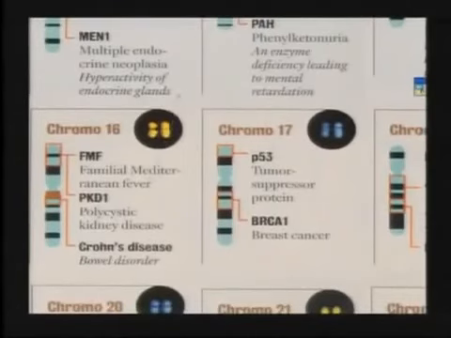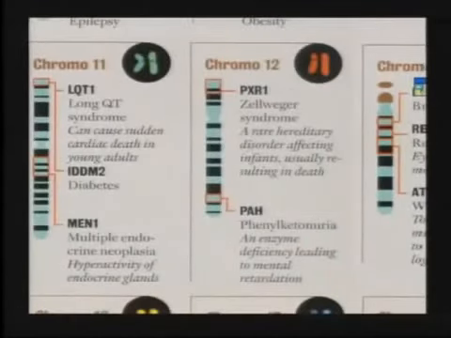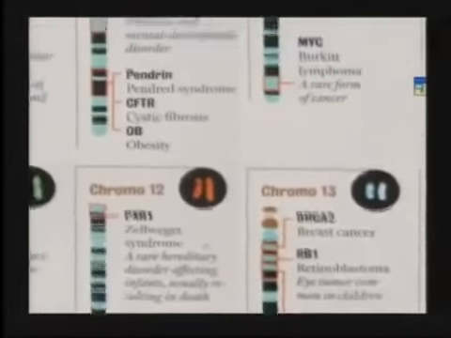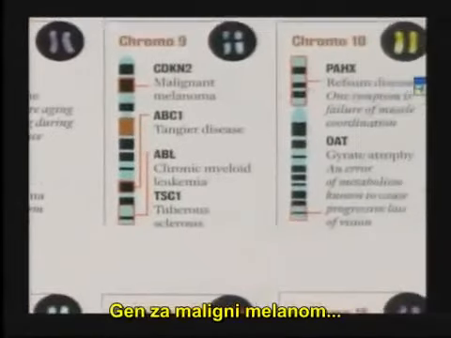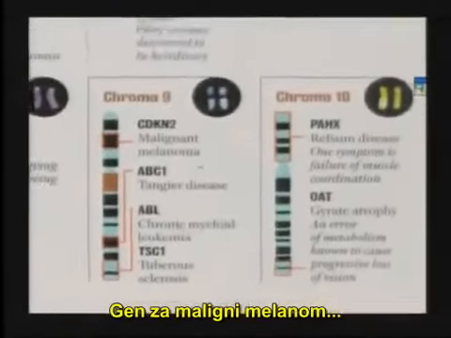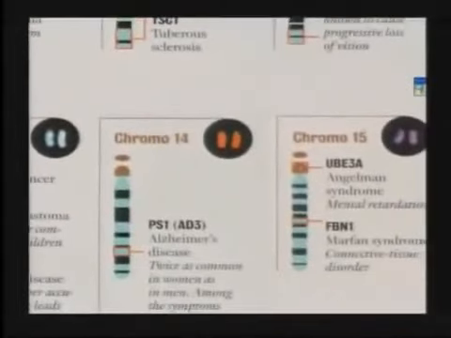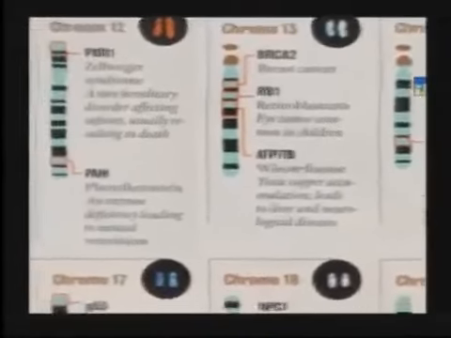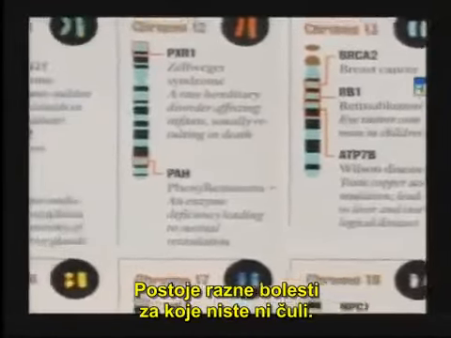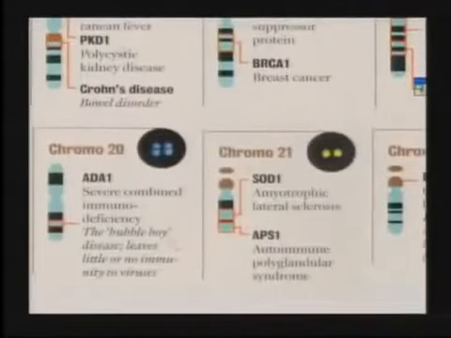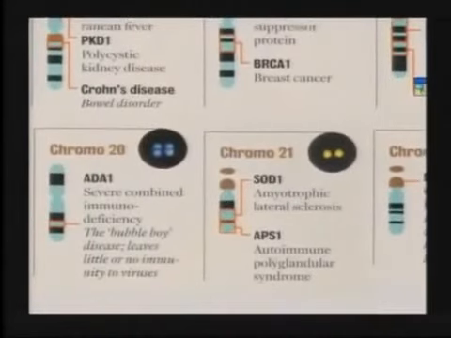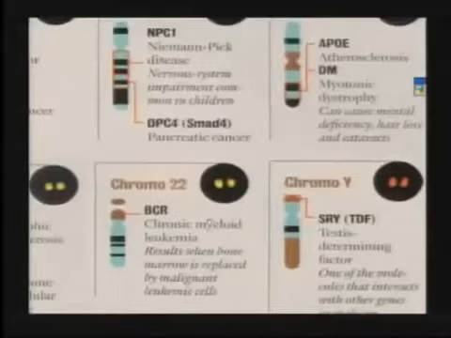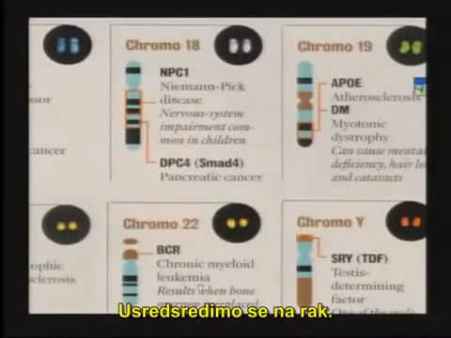Okay, there's so many things. Let's see. You saw the obesity gene, right? And the malignant melanoma gene, and Alzheimer's disease. There's a lot of diseases you really don't even know about, right? And so many different kinds of diseases. Okay. Now, let's focus on the cancer.